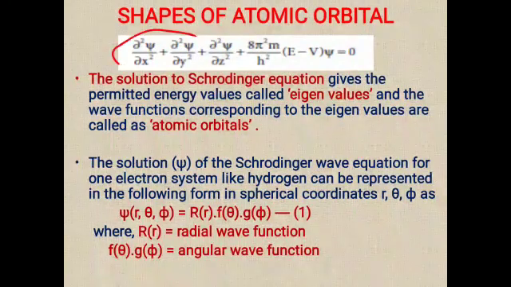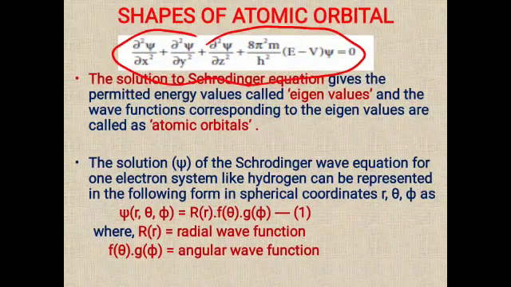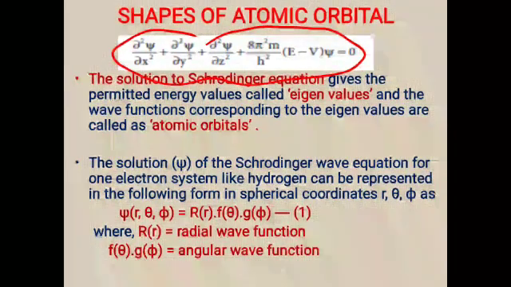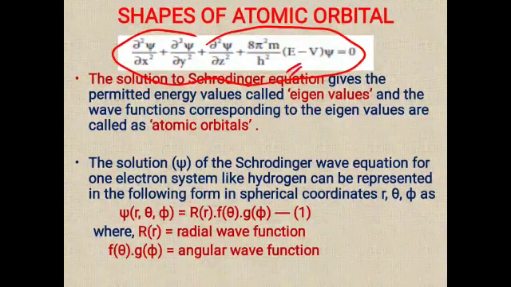So this is the Schrödinger wave equation, that is, del square psi by del x square plus del square psi by del y square plus del square psi by del z square plus 8 pi square m by h square into E minus V into psi, which is equal to 0. Here, by knowing the E value, that is the total energy of the system, and psi, which is nothing but the wave function, we can get some solution from the Schrödinger wave equation.